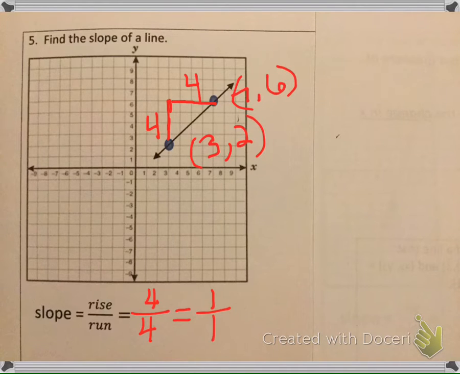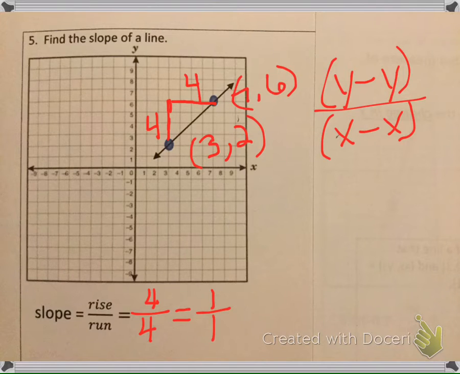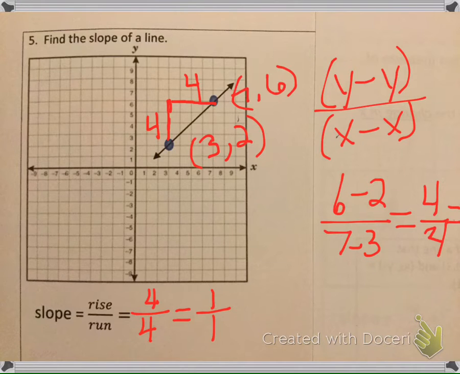Okay, let's find my slope using y minus y over x minus x, just to make sure. So we have 6 minus 2 and 7 minus 3. Well, 6 minus 2 is 4. 7 minus 3 is 4. So when I simplify that, I get a 1 over 1. So that's correct. Just want to make sure, because on my graph I'm having a hard time seeing it because it's so small. I want to double check with my math. It's a good habit if you have time. Okay, let's try the next one.